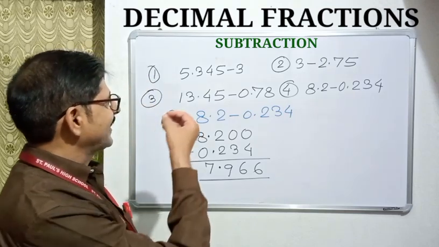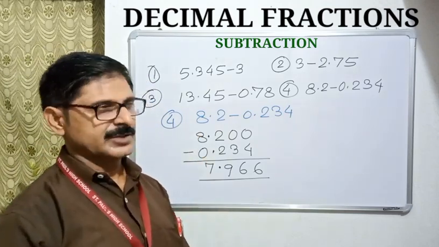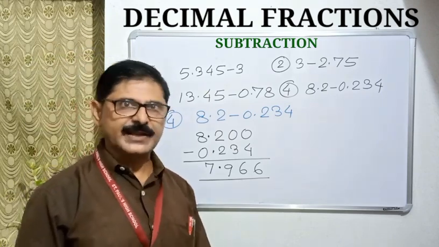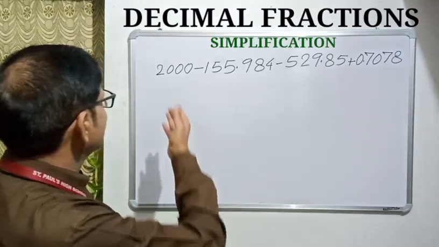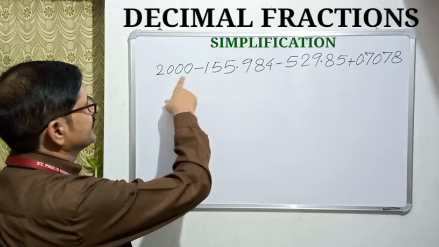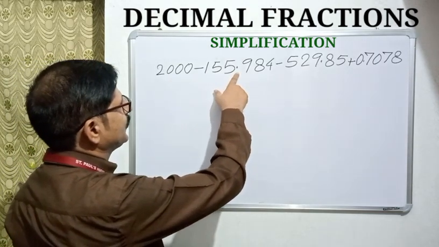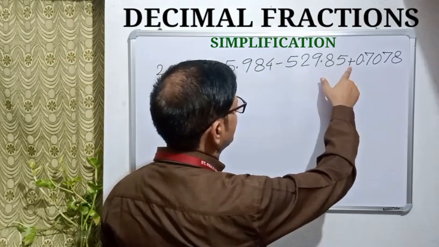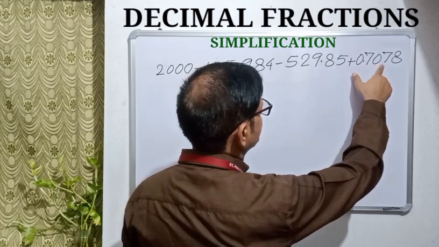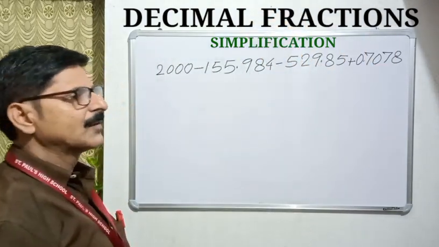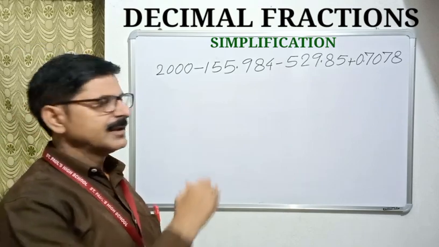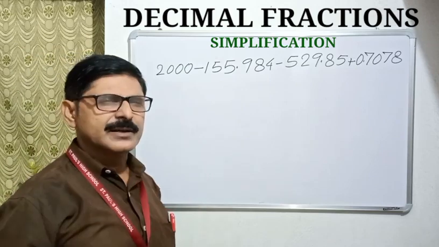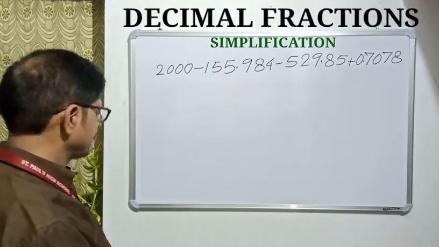Now, as our last question, we are going to take a simplification problem based on addition and subtraction of decimal fractions. Here is the question. Here you can see a question: 2000 minus 155.984 minus 529.85 plus 0.7078. We will add the positive numbers together and the negative numbers together and then operate upon them. This we have already learnt previously. Let us proceed.